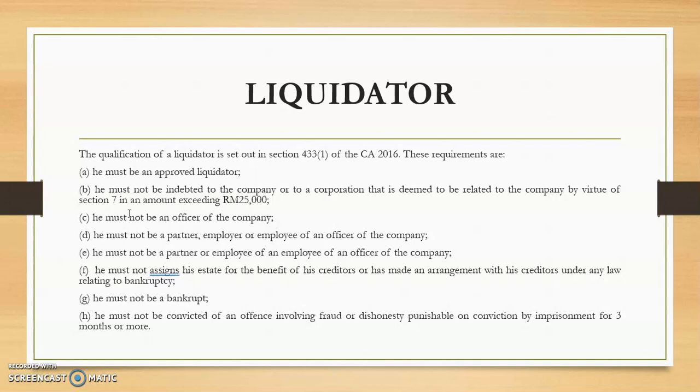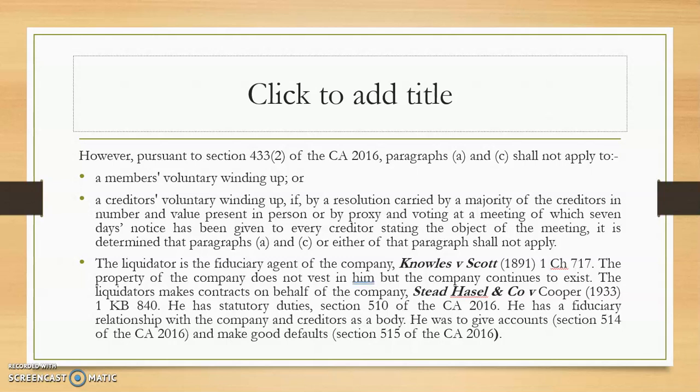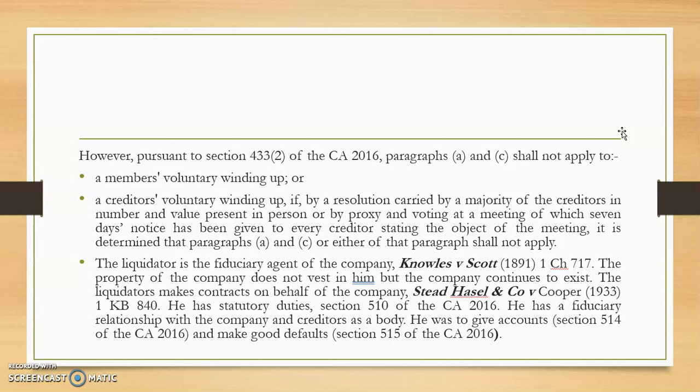And this is one of the most important parts. He must not be a bankrupt, and he must not be convicted of an offense involving fraud or dishonesty. Otherwise, there's no point in being a liquidator. Dishonesty here is punishable on conviction by imprisonment for 3 months or more. Then pursuant to section 433, subsection 2, paragraphs A and C shall not apply to members' voluntary winding up or creditors' voluntary winding up.